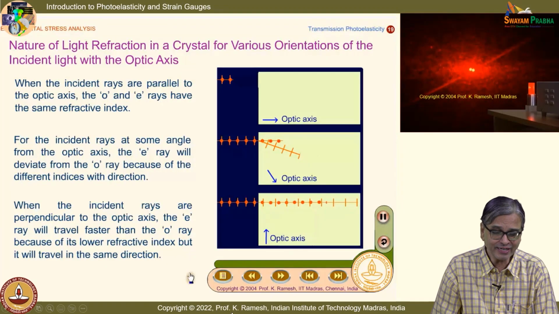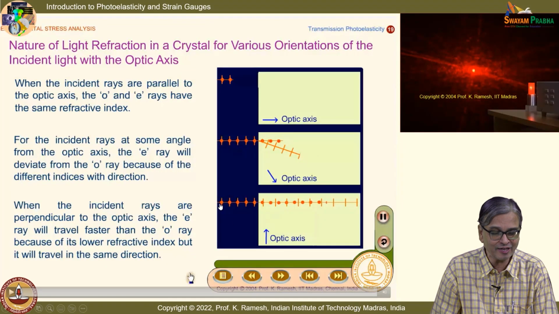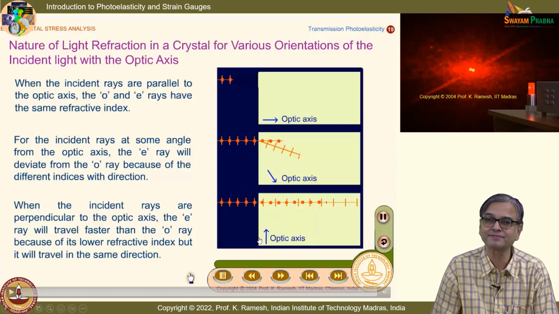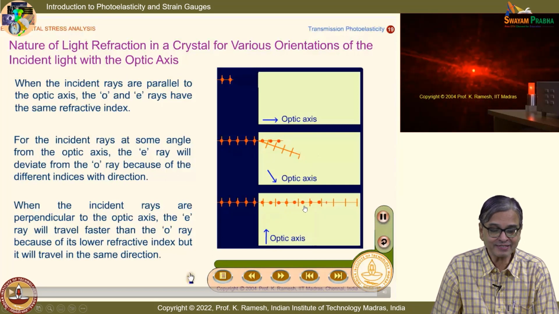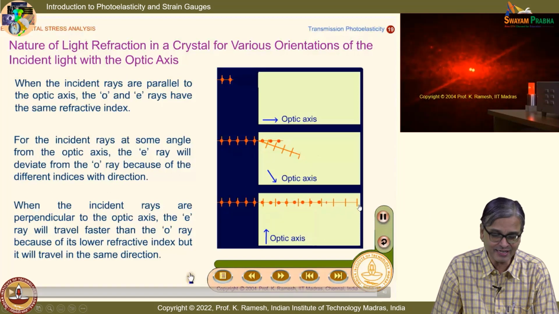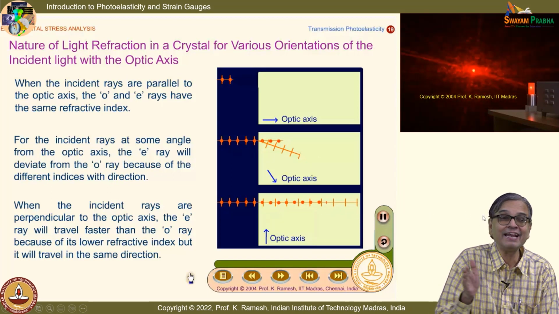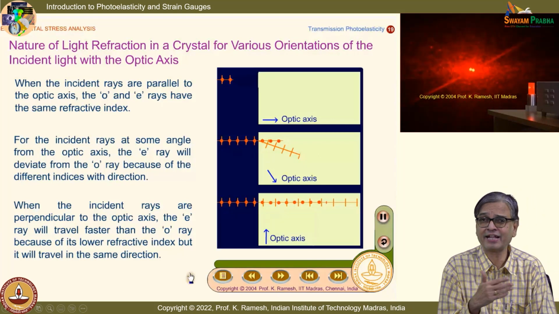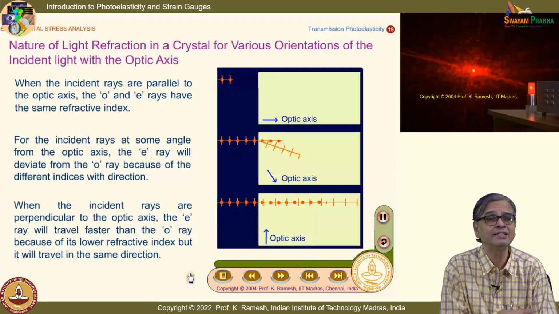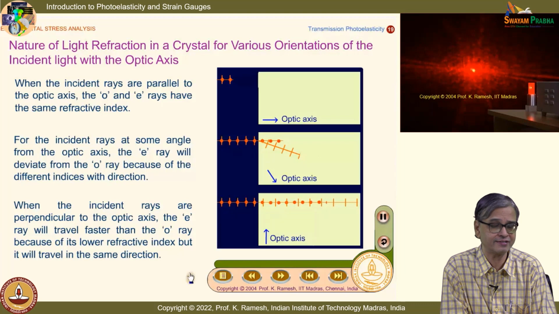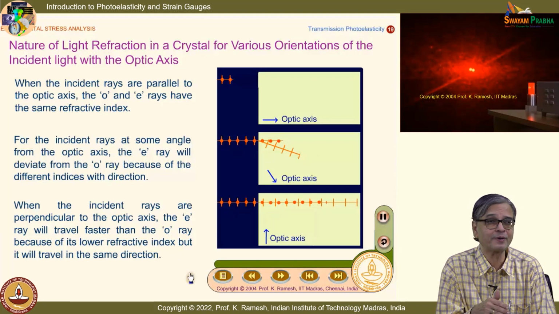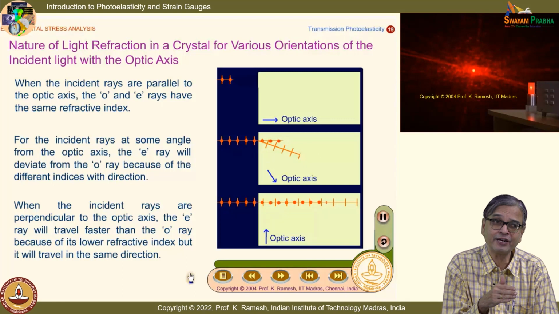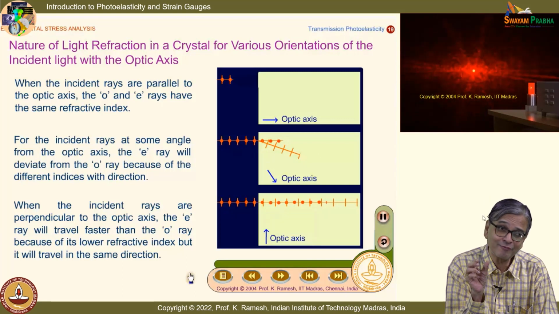And the third one is very interesting. What happens is, when the incident ray is perpendicular to the optic axis, from the sketch you can see the straight lines have traversed this distance faster, and the dots are trailing behind it, because we have already seen ordinary and extraordinary rays can have different refractive indices, dependent on the direction of incidence. And when it is perpendicular to the optic axis, they travel with different velocities. That is taken as an advantage.